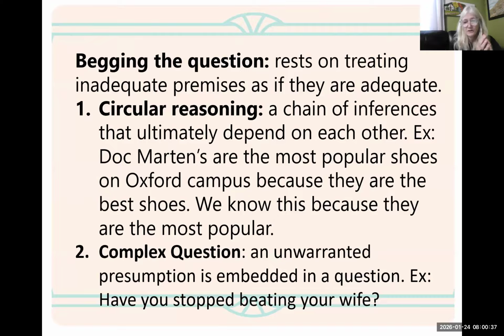Next is complex question. This embeds an unwarranted presumption into a question. The most famous one is, have you stopped beating your wife? If you answer no, you're answering as if the presumption is accurate.